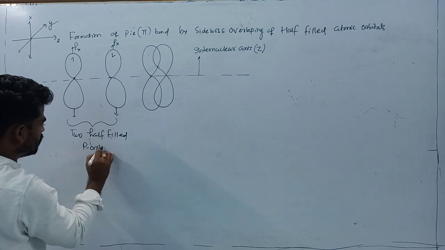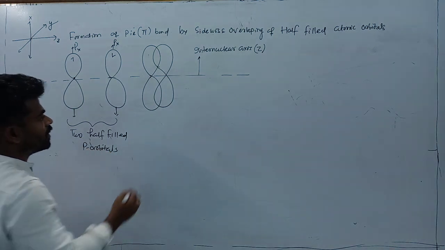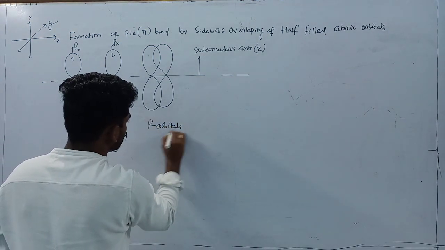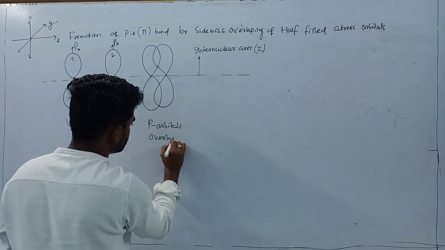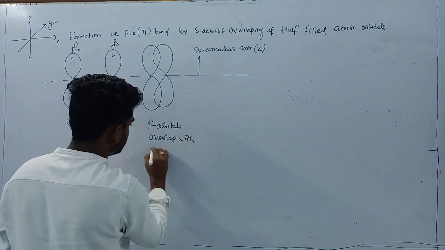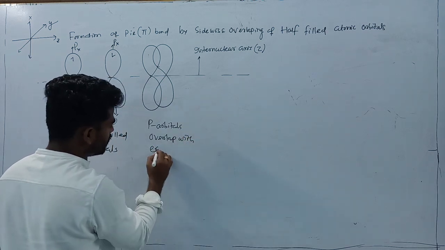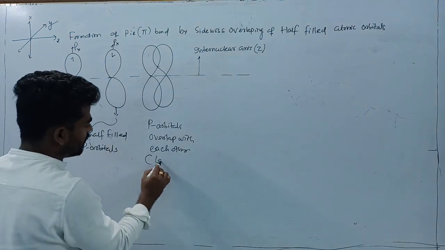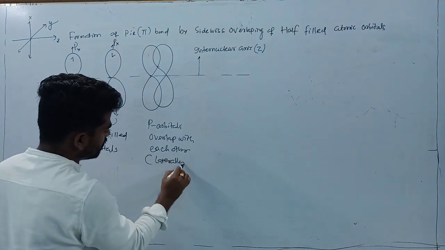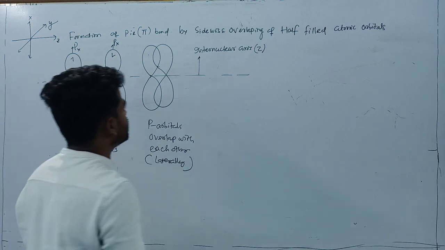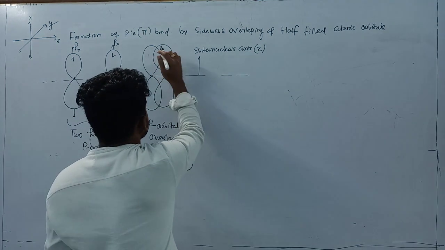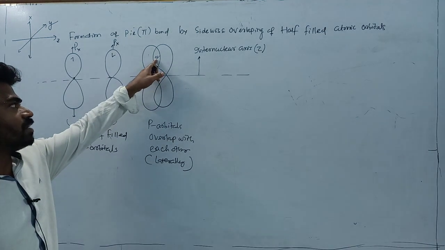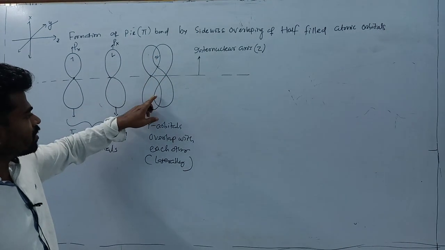So these are two half-filled p orbitals overlapping with each other laterally. Okay, laterally overlapping is there. So the overlapping region is this, here the electron density, two electrons lying antiparallel within this region you can imagine, or this region, no problem.